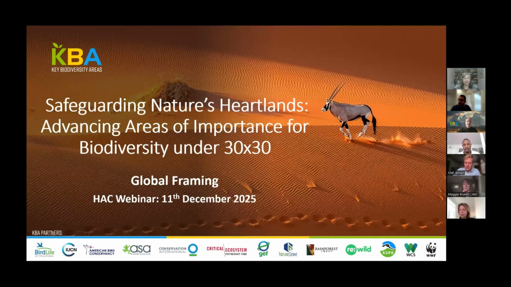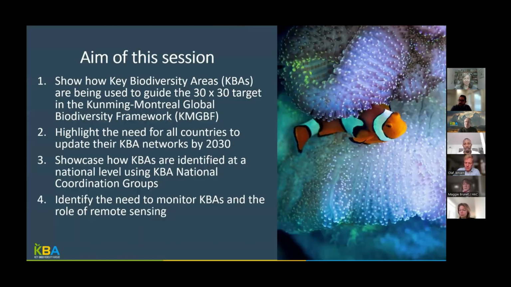Okay. So as I was introduced, I head what's called the Key Biodiversity Areas Secretariat, which works for the 13 Key Biodiversity Area partners. And that partnership is working with governments around the world to roll out a program of identifying and updating KBA networks.